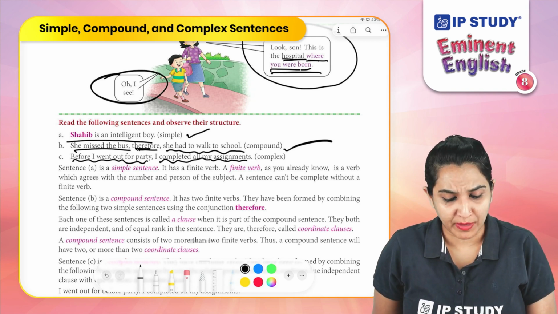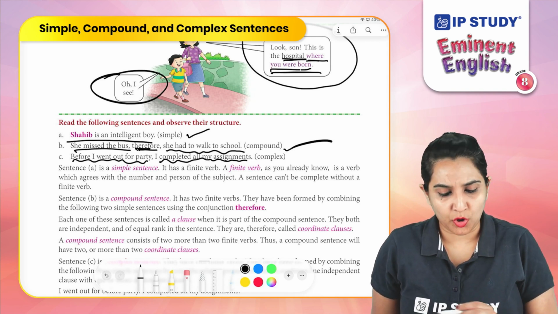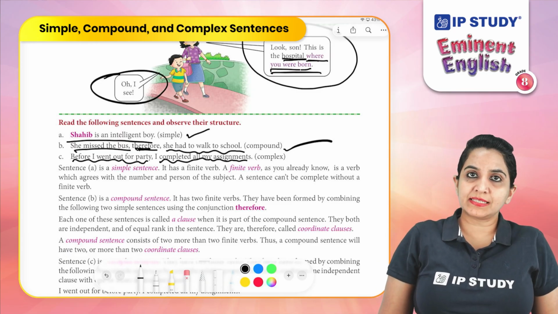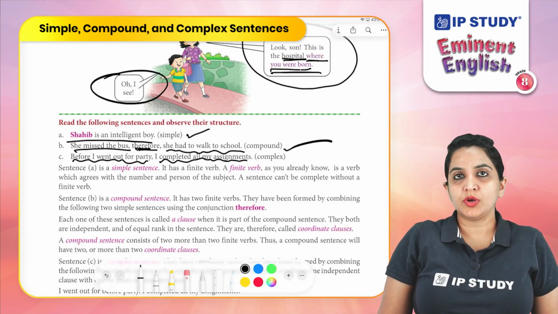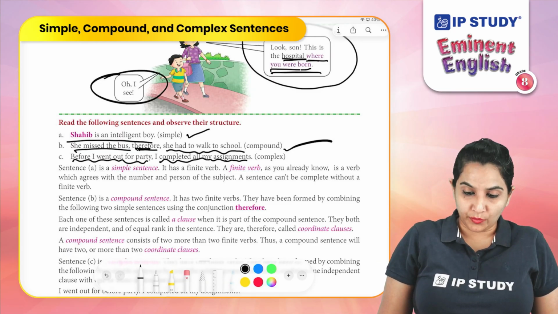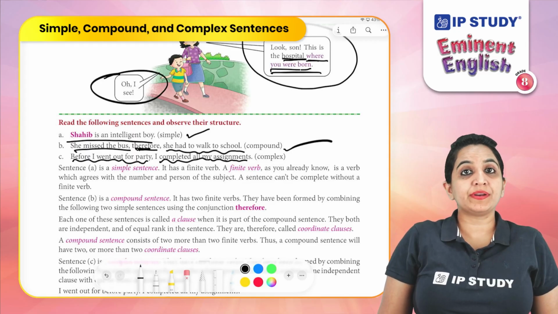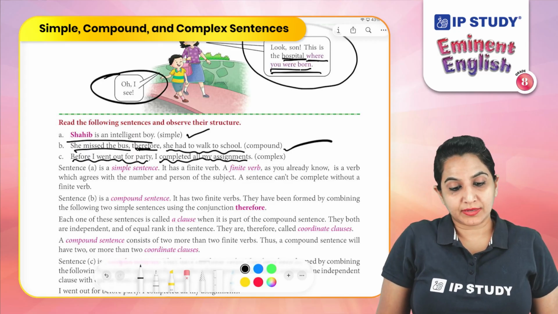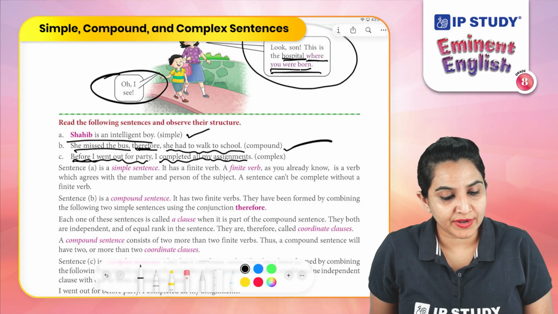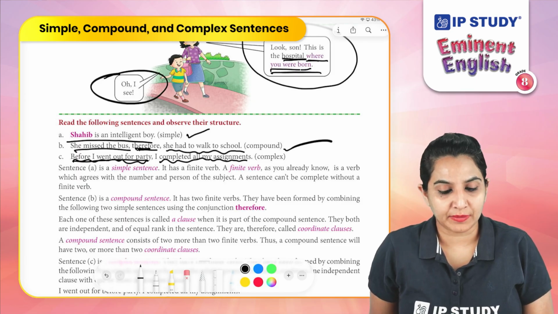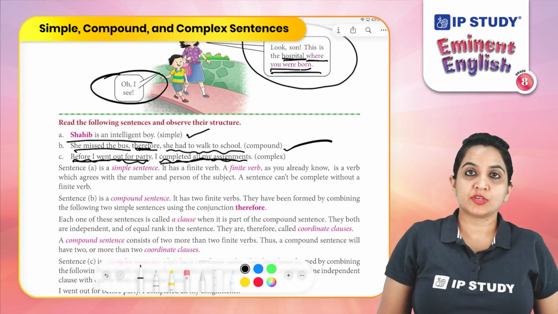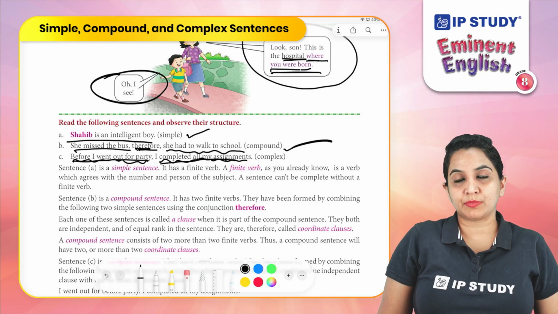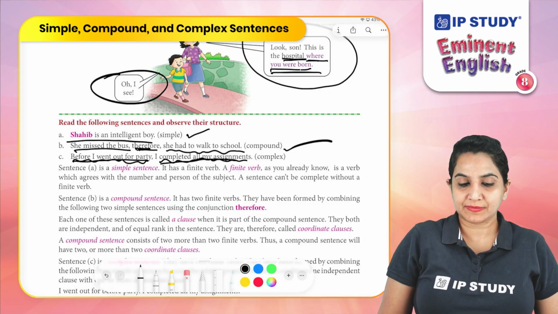Before I went for a party, I completed all my assignments. Now this sentence consists of more than two finite verbs. Moreover, they have coordinating clauses as well. Like, before I went out for party, I completed all my assignments. So this is an example of a complex sentence.